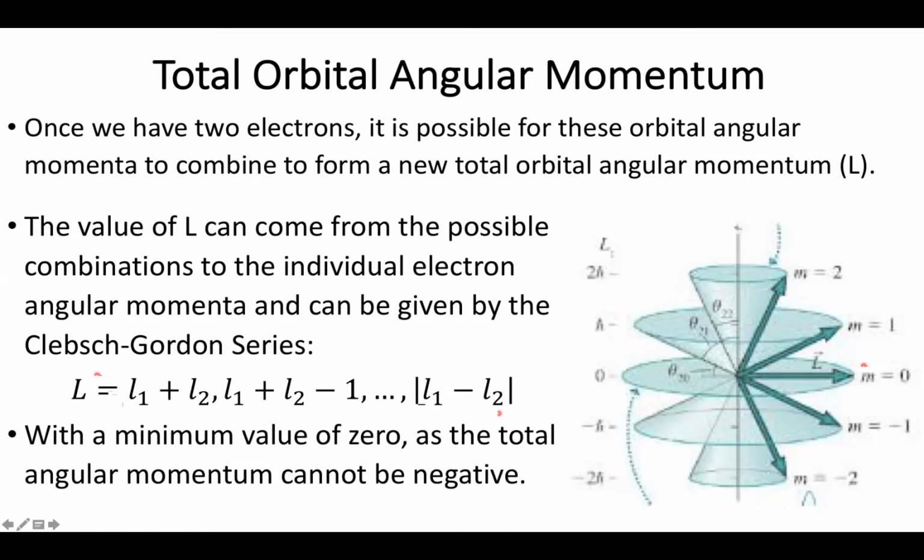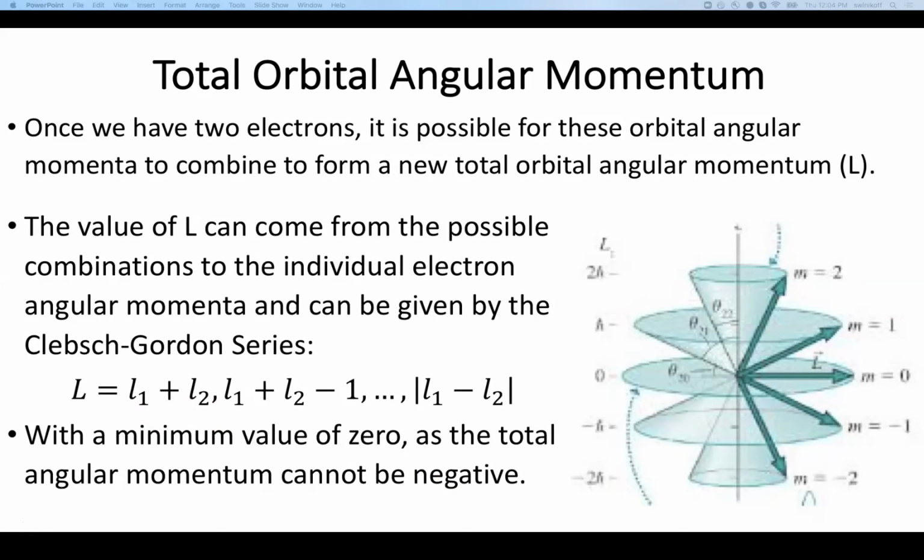Now it's important to note that we do put an absolute value on this difference to emphasize that we have a minimum value of 0, because our total orbital angular momentum quantum number is indeed going to be a quantum number, which means it's going to be representing a magnitude, not a direction, so we can't have a negative value. And in order to aid with this, we typically use our larger value of L, if they are different, as our L sub 1, and our smaller value as L sub 2.